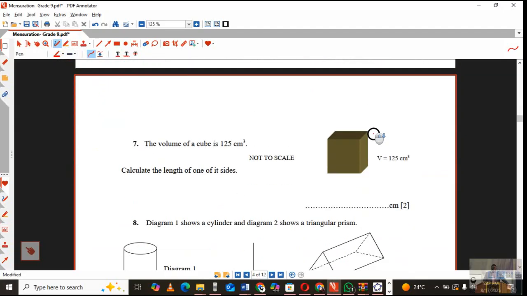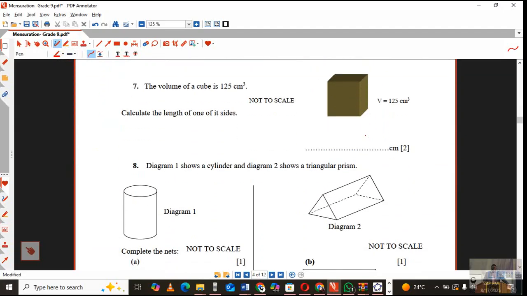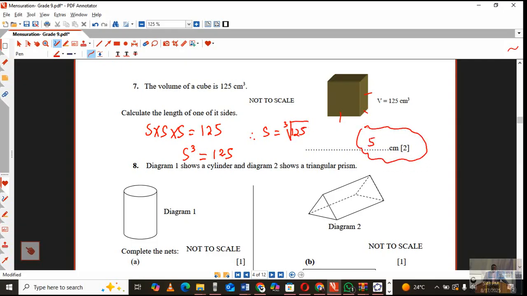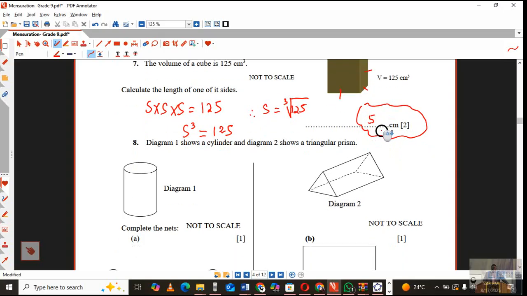Right, is there anything? Okay, so they're bringing us to the next question. They're saying that this is a cuboid, or a cube rather. So this side is equal to this side is equal to that side. So it's side times side times side, which gives you a volume of 125. In order for you to get that side, you'll be taking the cube root of 125, which is 5 centimeters. That would be 5 times 5 times 5.